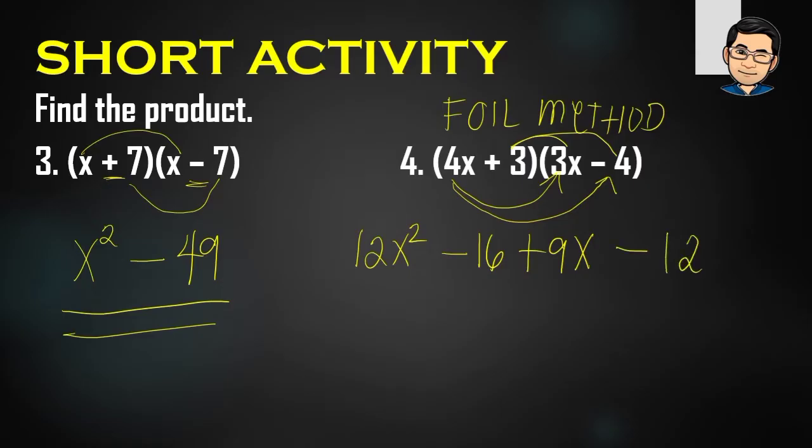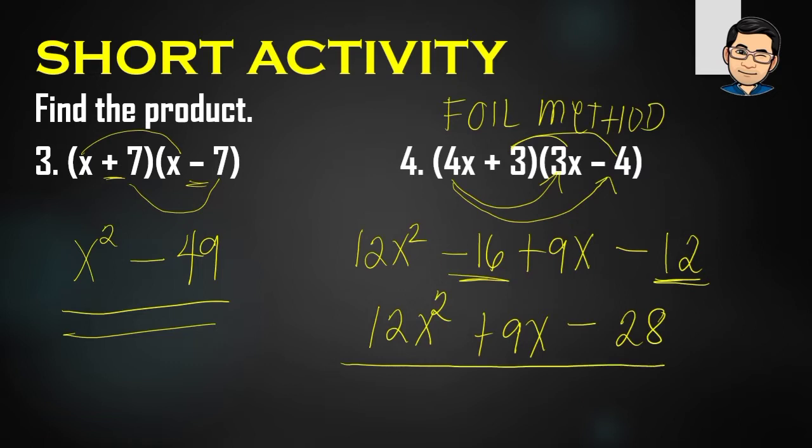Is this the final answer? No. Ang gagawin natin dito is, i-combine natin yung like terms. That will become 12x squared plus 9x. And then, itong negative 16 and negative 12, like terms sila, negative 16 plus negative 12, that is negative 28. So, our final answer is 12x squared plus 9x minus 28. Kapag pinactor natin tong answer na to, ang factored form niya is yung given natin.